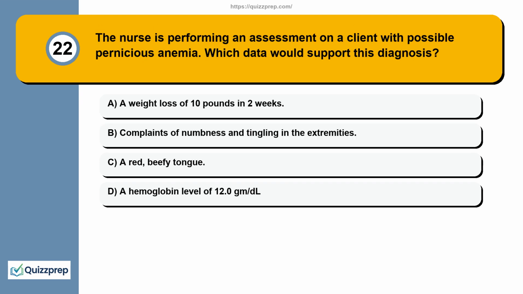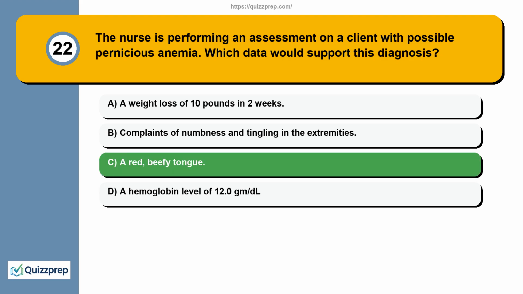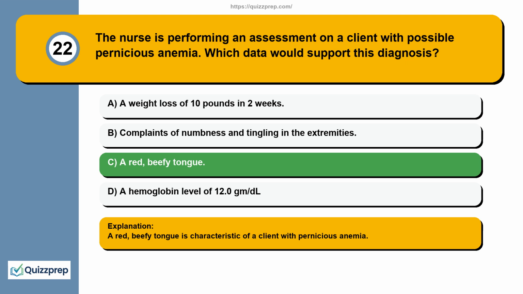Question 22. The nurse is performing an assessment on a client with possible pernicious anemia. Which data would support this diagnosis? A weight loss of 10 pounds in 2 weeks. Complaints of numbness and tingling in the extremities. A red, beefy tongue. A hemoglobin level of 12.0 gm/dl. A red, beefy tongue is characteristic of a client with pernicious anemia.